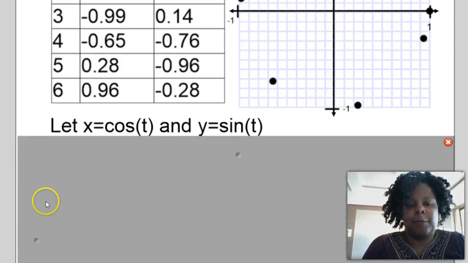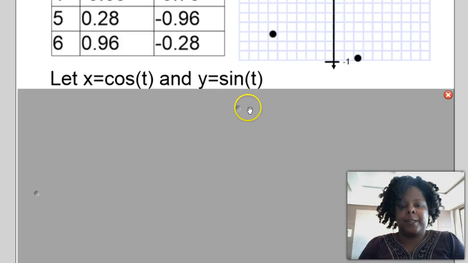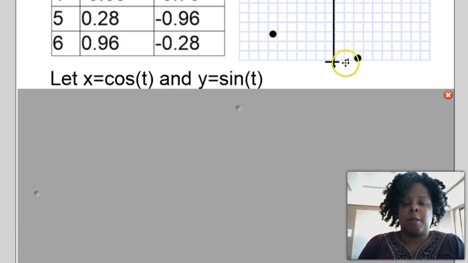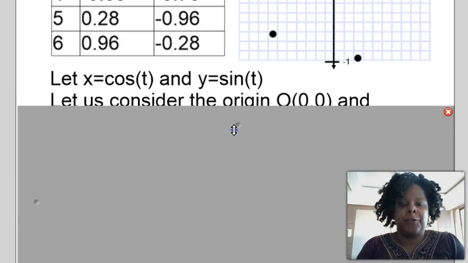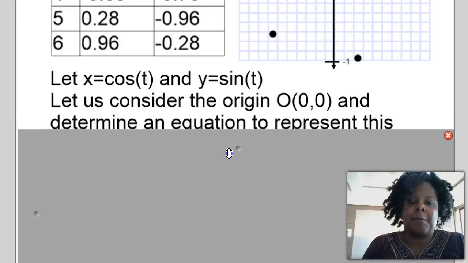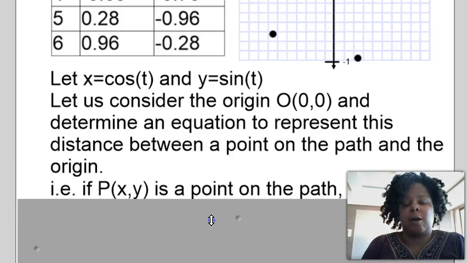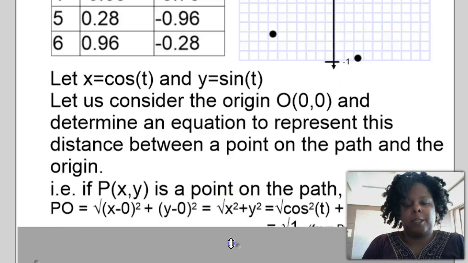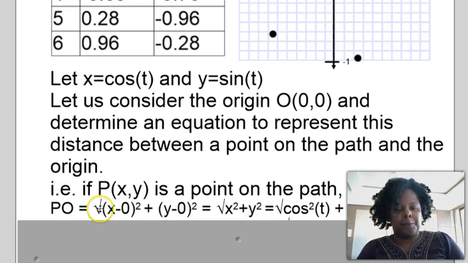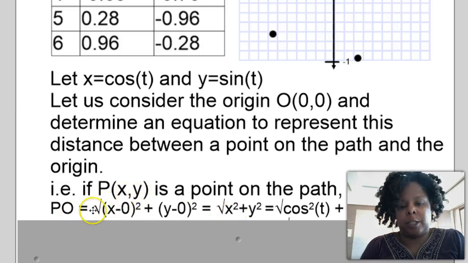So let's take a look again at the parametric equations. x is equal to cosine of t, y is equal to sine of t. Well, if I want to consider the distance between the points on the path and the origin, I use my trusty old origin relationship, which is 0, 0 as a coordinate pair, and my trusty distance equation between a general point P on the path and the origin. Okay, so we look at something like that. And as you can see, this is the distance formula between a generic point P on the path and the origin 0, 0.